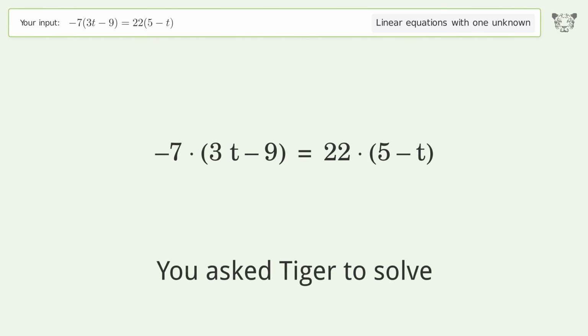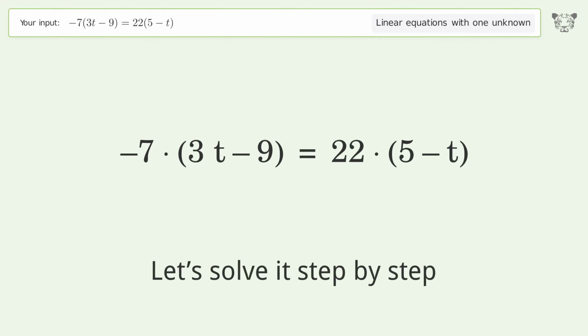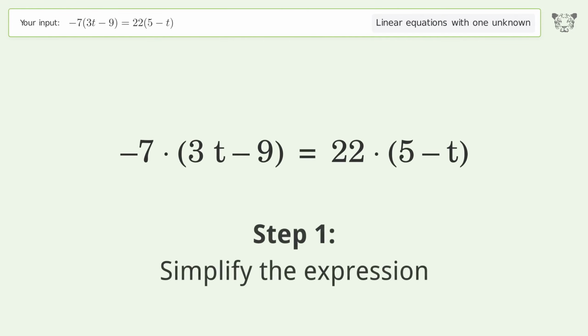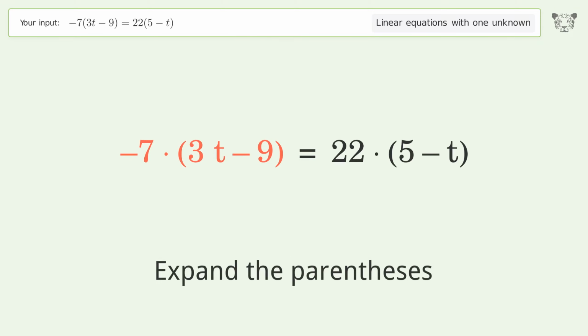You ask Tiger to solve this. It deals with linear equations with one unknown. The final result is t equals 47. Let's solve it step by step. Simplify the expression. Expand the parentheses.